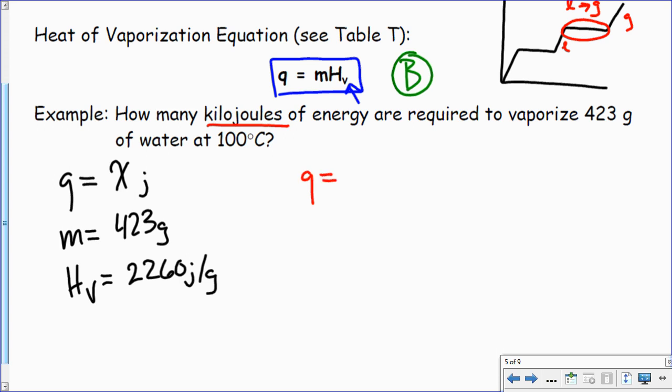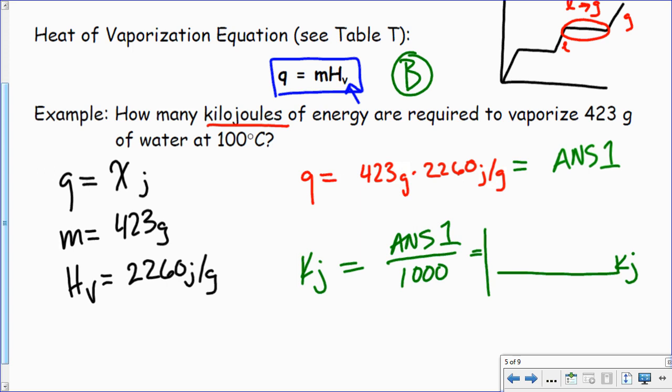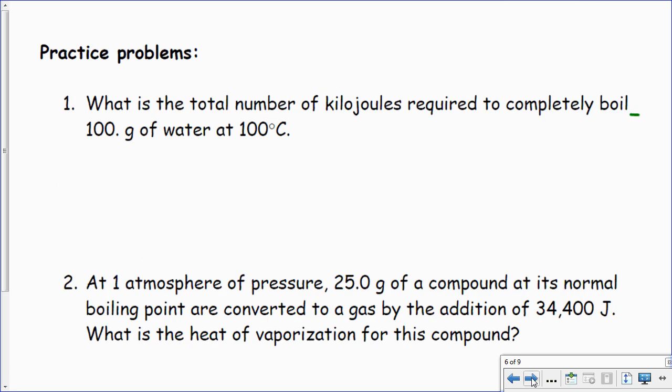And from here, we just plug and chug. Q equals 423 times 2260 joules per gram. Now, that's why we wanted our answer in kilojoules, because this is going to be a very large number. So that's answer 1, and to get to kilojoules, we divide answer 1 by 1,000, which equals your answer in kilojoules. That's what we are looking for here. Why do we go to kilojoules? Because otherwise we have a lot of zeros in our answer, and we scientists like things simpler: smaller numbers, scientific notation, proper units.